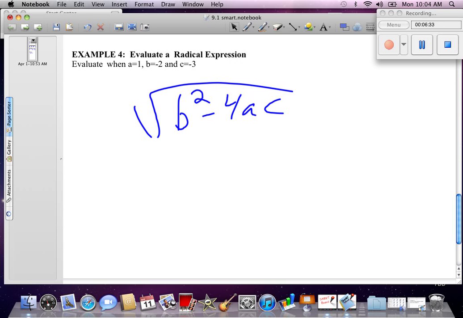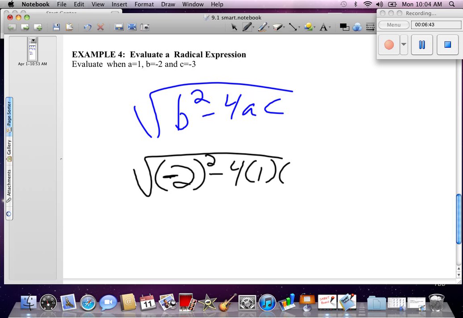Okay, so I'm going to put it in. Square root of -2 squared minus 4 times a times c, which is -3. So -2 squared minus 4 times 1 times -3. Now please don't just put this whole thing in your calculator, because when you put -2 squared in your calculator, it comes up with -4. And what is -2 squared? It's +4. Right? So we're going to do this step by step.